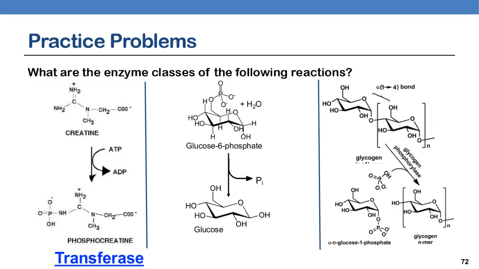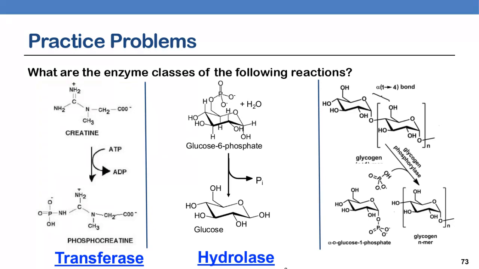All right, what about our next one? We have glucose 6 phosphate. We're removing an inorganic phosphate. And if you notice, we have a water molecule up in the top corner here. Hydrolase, yes. So because we have that water molecule that is leading to the cleavage of this phosphate group, this is going to be hydrolase.